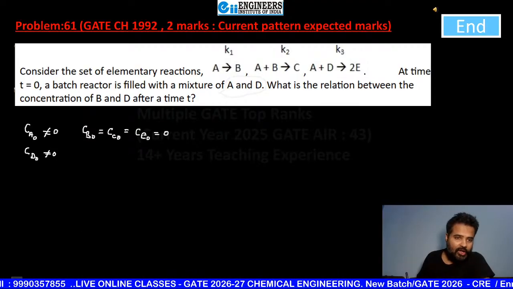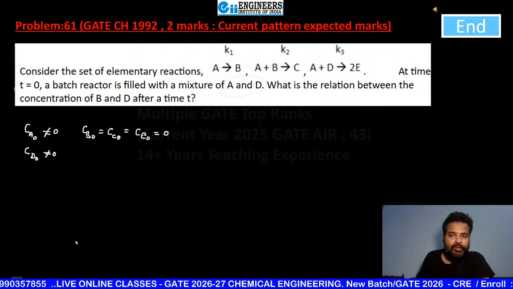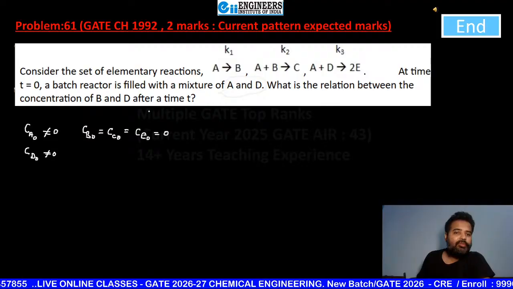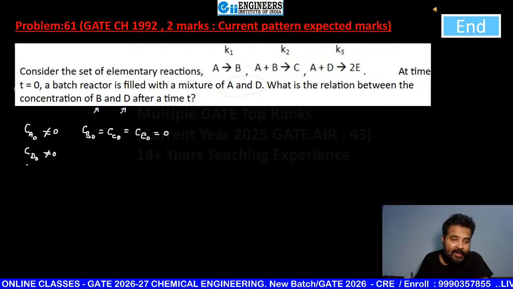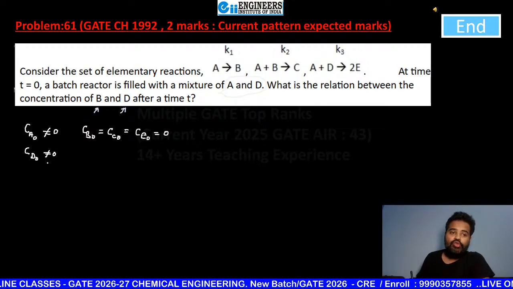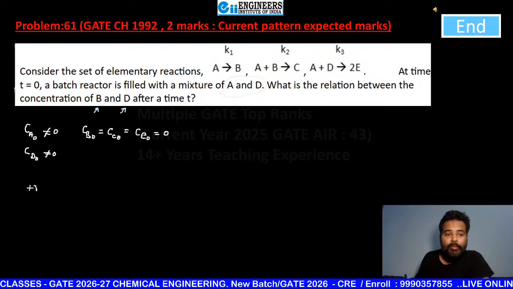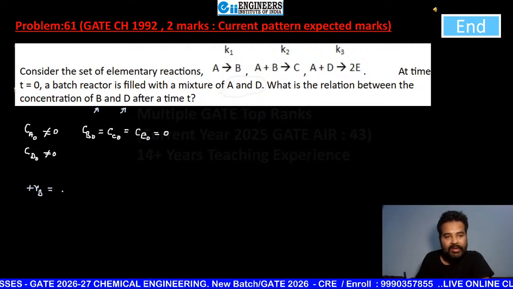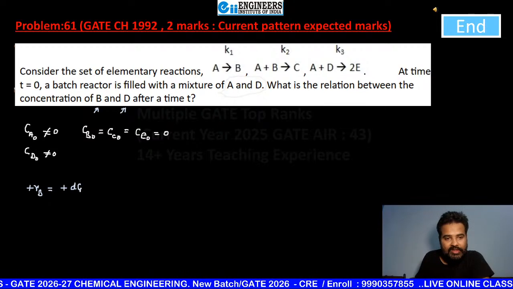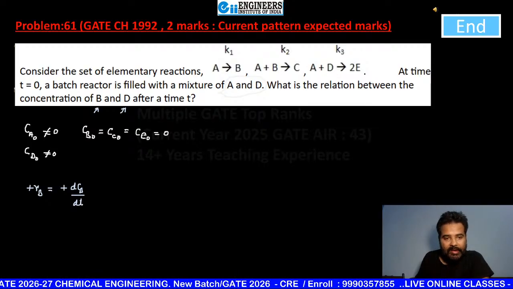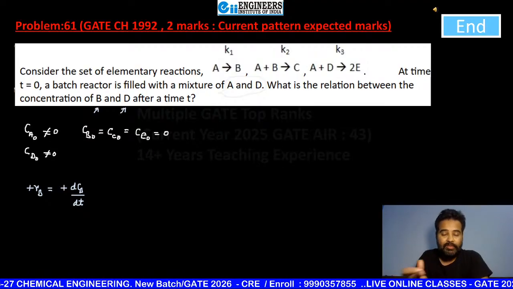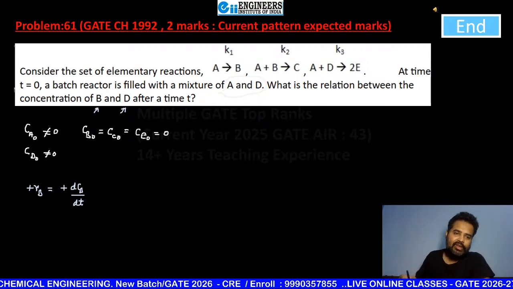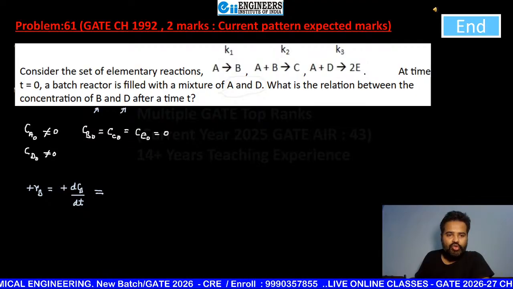Okay. Now, what is the relation between the concentration of B and D after time t? So you have to make a relation between B and D. Because B is clearly not present in the feed, you have to write the net formation of B, that is plus RB. Just as you had seen yesterday, I made many relations like A and B, A and C, B and C, or you can say R and S relations. Similarly, here also I am going to do the same thing.